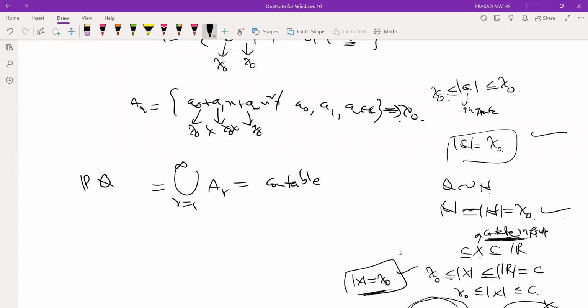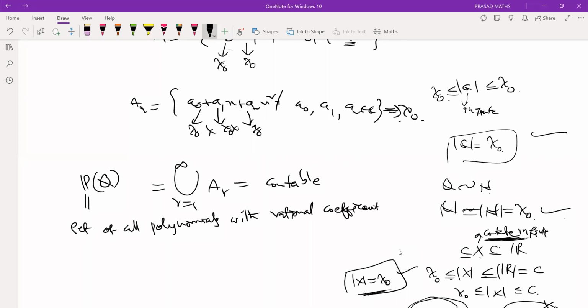The set of all polynomials over rational coefficients. What is this? The set of all polynomials with rational coefficients is always countable. That's my point. So the set of all polynomials with rational coefficients is always a countable set.